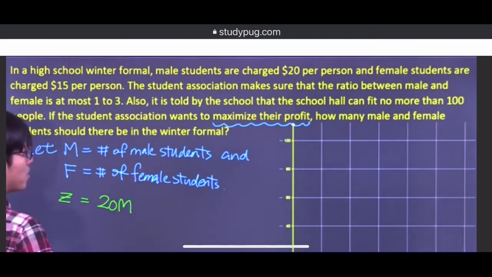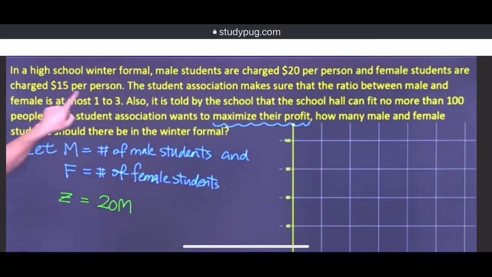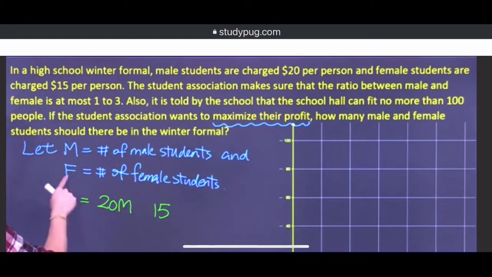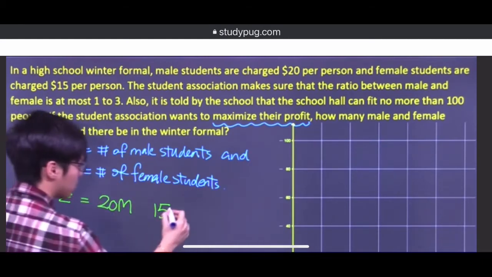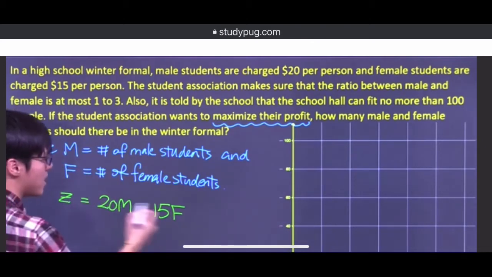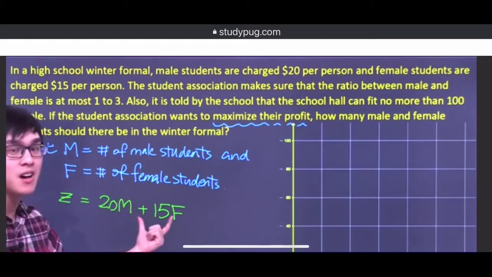What about for female? For female, we're charging $15 per person. And how many females are attending? We have F females. So we have 15 times F. Now the total profit will be just adding them up. So now we have the main function set up, which is Z equals 20M plus 15F.